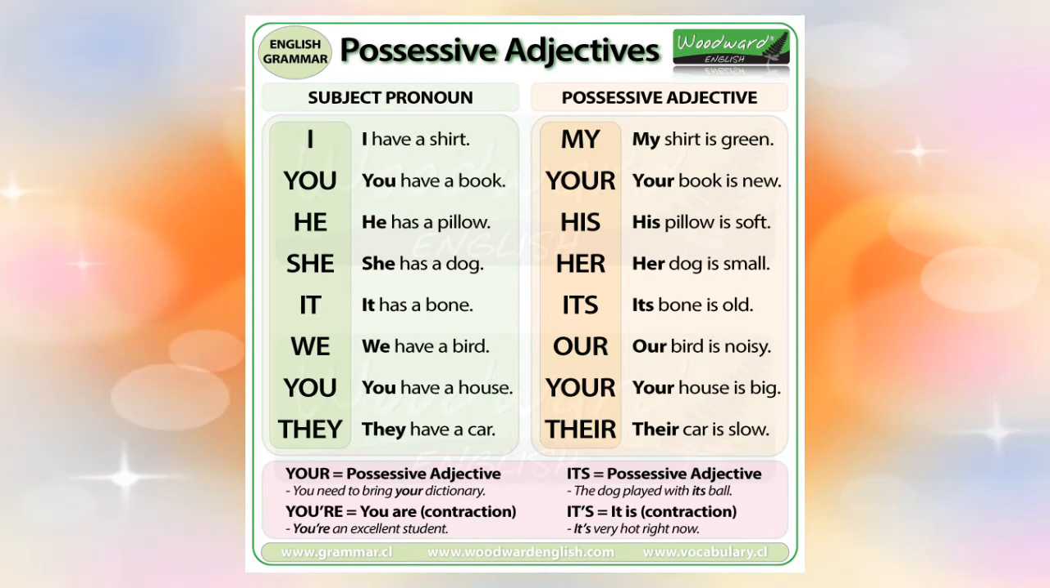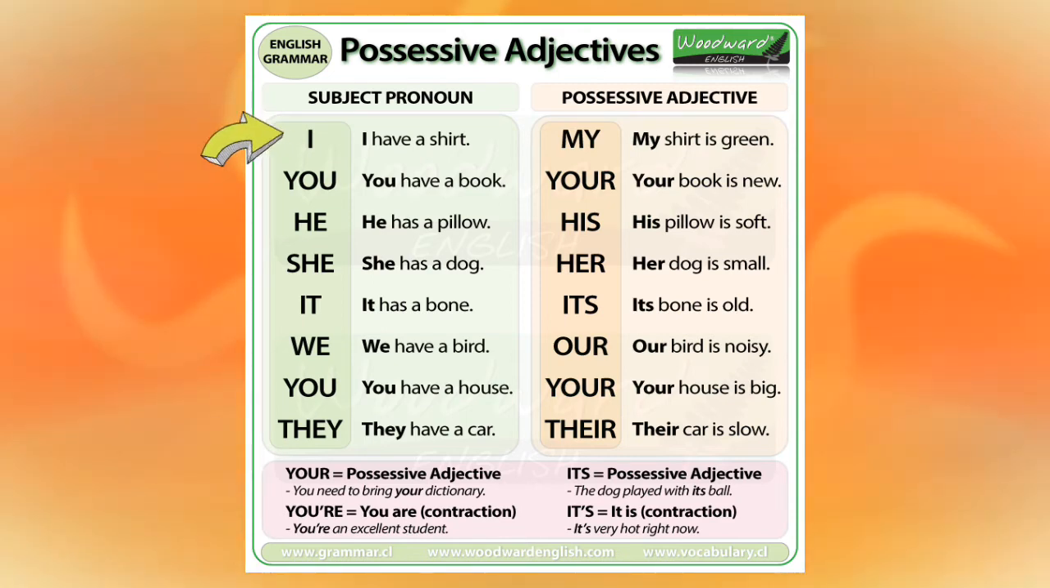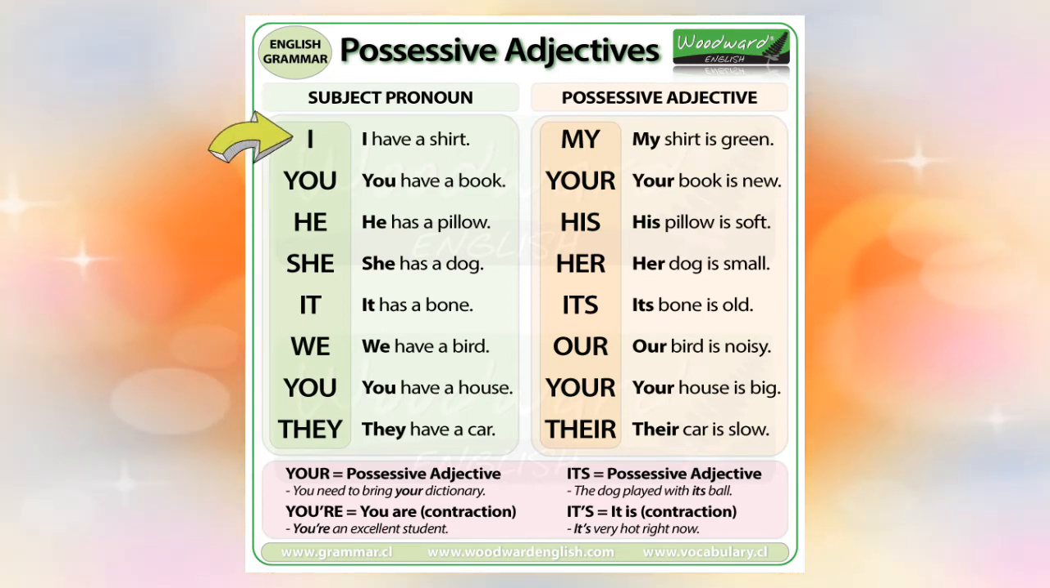Possessive mainly means ownership, or you want to show something belongs to somebody, so we use possessive adjectives. These are some examples of sentences using subject pronouns and possessive adjectives. I have a shirt. Possessive adjective: my shirt is green. Subject pronoun: you have a book. Possessive adjective: your book is new.